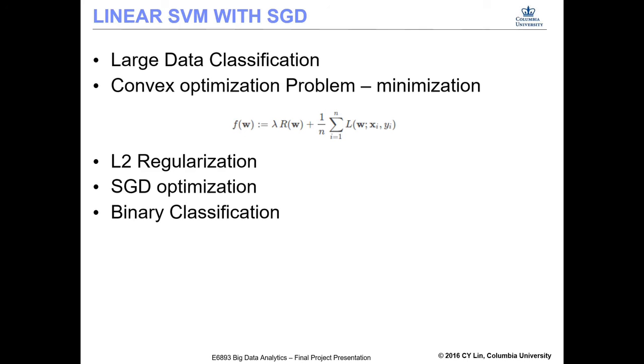The function f has 2 different parts to it. The regularizer part controls the complexity of the model. Linear SVM uses L2 regularization. Also, there is a loss function, which is a convex function in terms of the weight vector W. Linear SVM supports only binary classification with L2 regularization with SGD optimization.